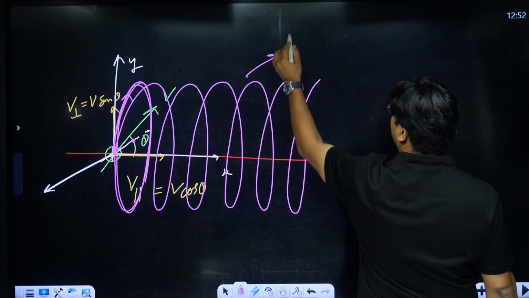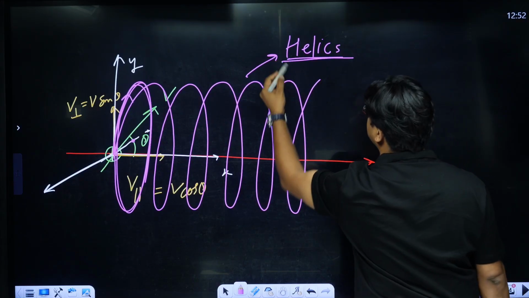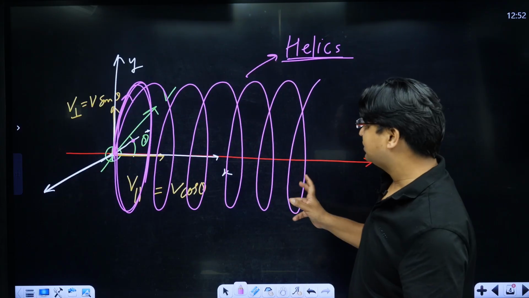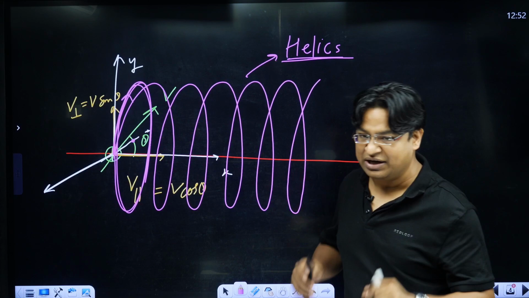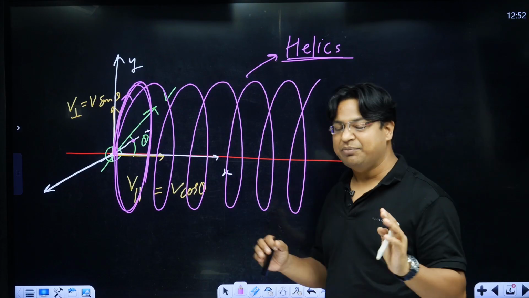This shape is called a helix. This is a helical shape that we are going to get. So in this case, what we see is a helix. Now there are a few points that we have to keep in mind, but before that, let me make it very clear to you what we are trying to draw.